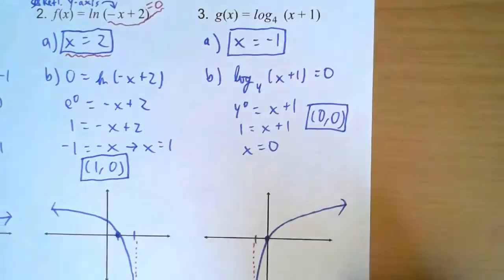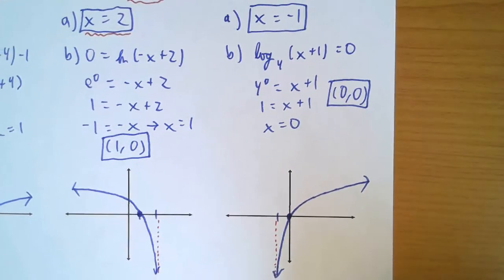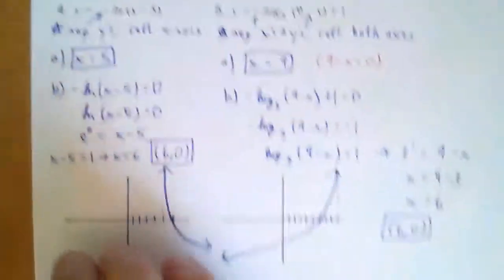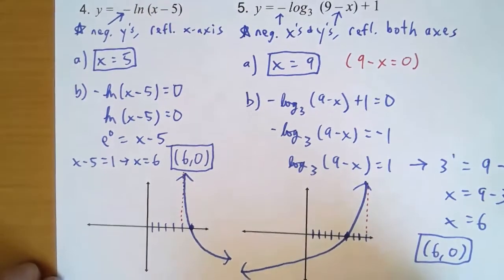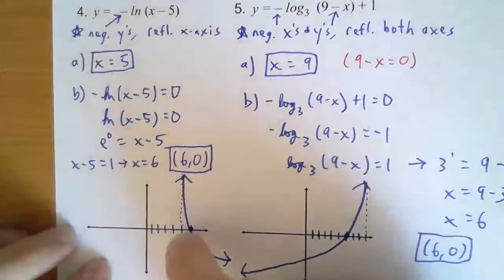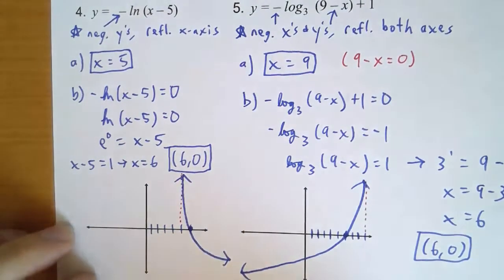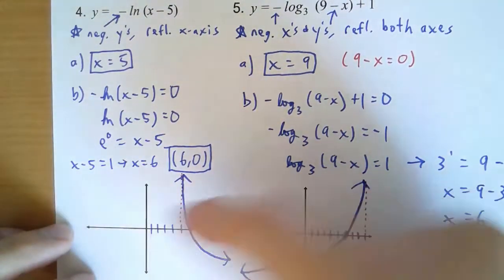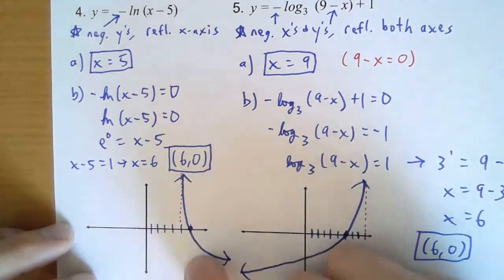So we can check our answers here. So number 3 wasn't too bad. It was just a shift left 1 from our base graph. For number 4, that negative out front, we've got negative y's, and so we're reflecting about the x-axis. So instead of the asymptote being on the bottom part of the graph, the asymptote is on the top half of the graph. We just flip-flop the y's between negative and positive, reflected across the x-axis.